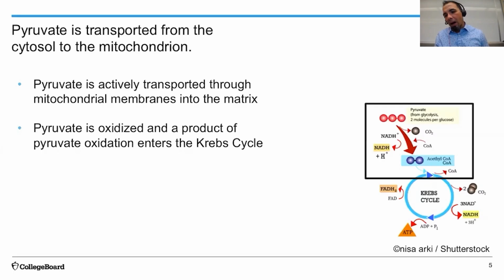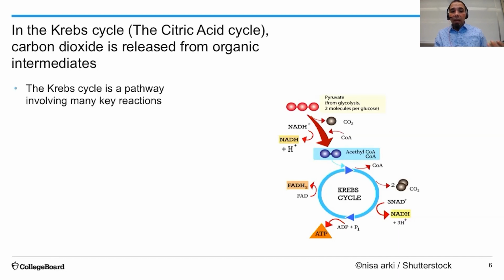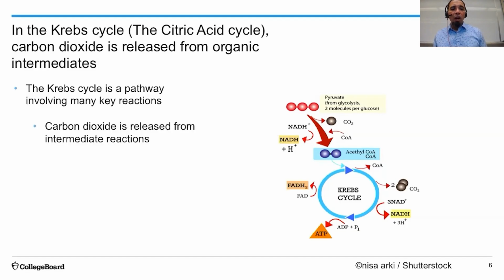So around that black box there, we're showing pyruvate, right? We're showing it's being oxidized, and then we have its new product. So let's talk about the Krebs cycle now, or what's sometimes called the citric acid cycle. In the Krebs cycle, carbon dioxide is released from organic intermediates. And so what the Krebs cycle is, it's a pathway that involves many key reactions. The first being carbon dioxide is released from intermediate reactions. And so you can see right there, there is that CO2 being released.